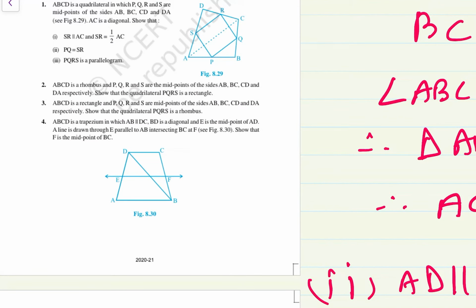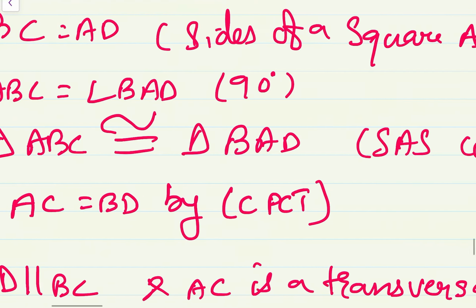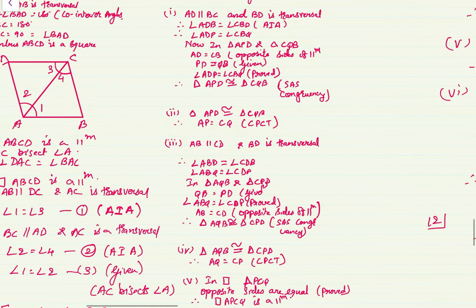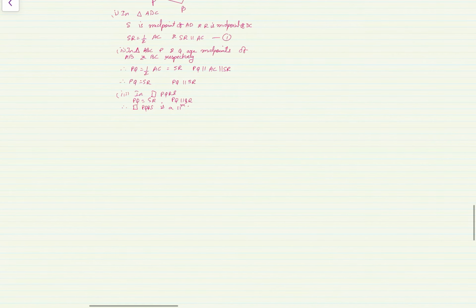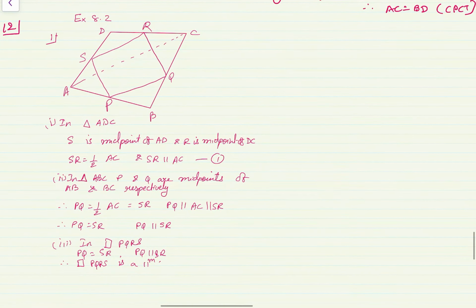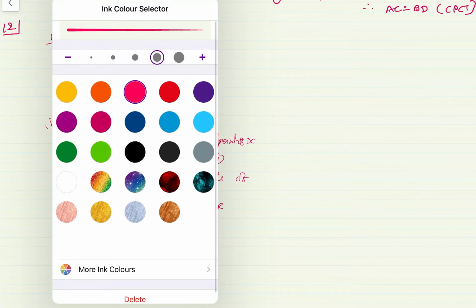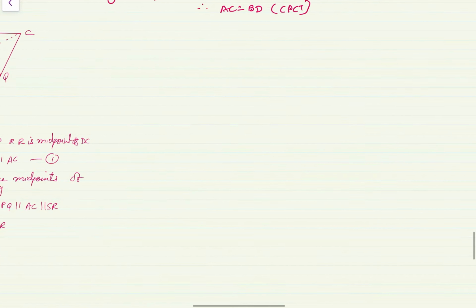ABCD is a rhombus and P, Q, R, S are midpoints of side AB, BC, CD and DA respectively. Show that the quadrilateral PQRS is a rectangle. Now to prove any figure as a rectangle, we need to prove one of the angles to be 90 degrees. So now question number 2.